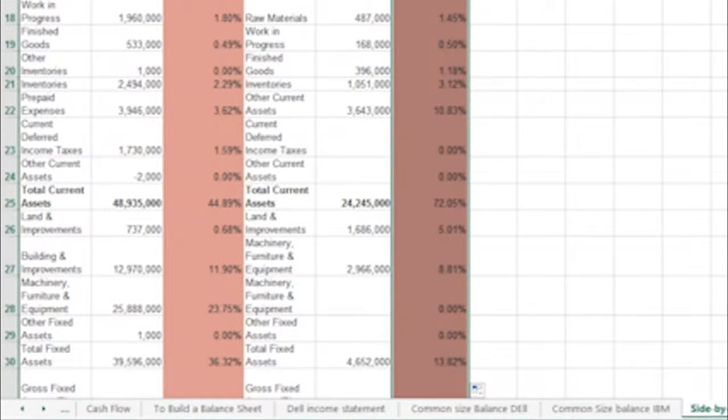IBM, 23.75% of its assets are in machinery, furniture, equipment. Dell, almost nothing. Total fixed assets, IBM has 36.32% of its total assets designated in fixed assets, while Dell only has 13.82%. These two companies, even though in 2010 they were both offering personal computing solutions, the two companies are radically different.